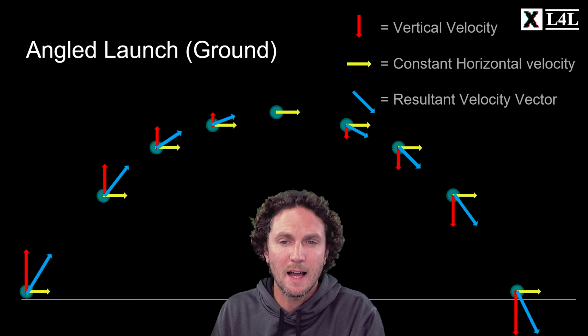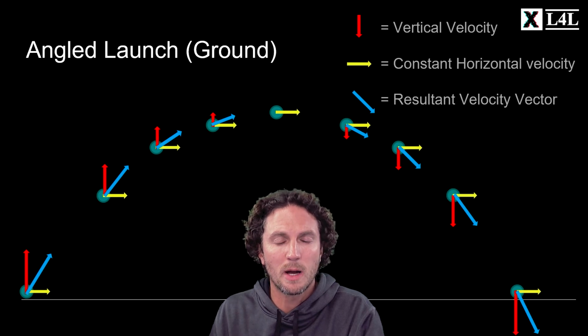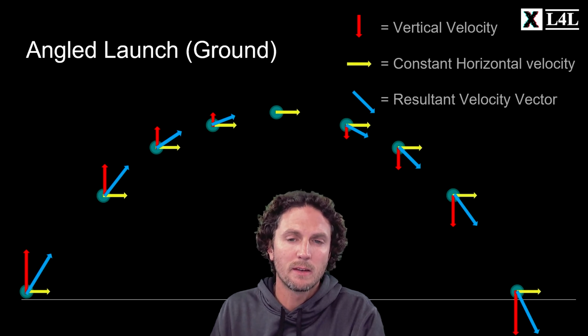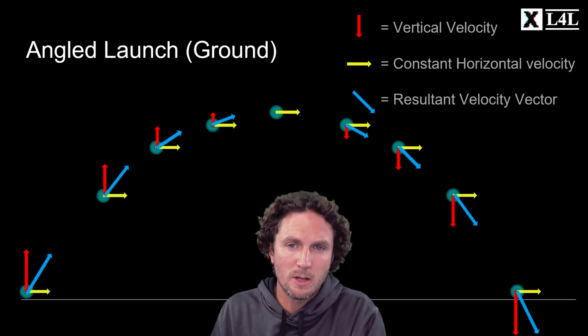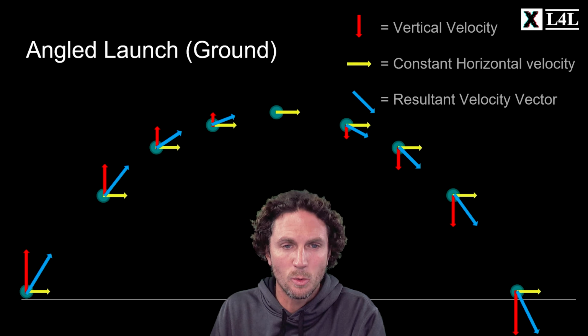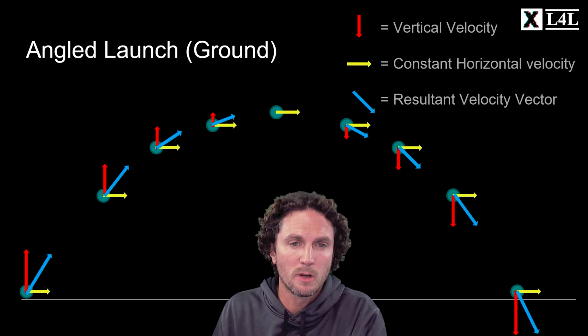As you can see, the object takes this full parabolic shape here. And there's some things that you're going to notice right away. First off, the horizontal velocity is never changing. It's always to the right and it's constant, as it always has been that we just went through before.